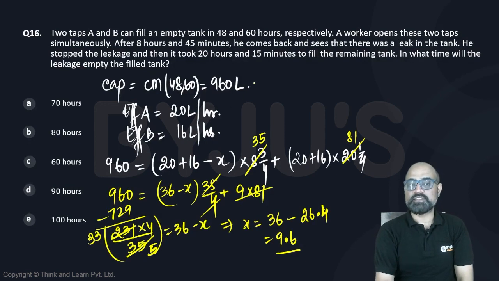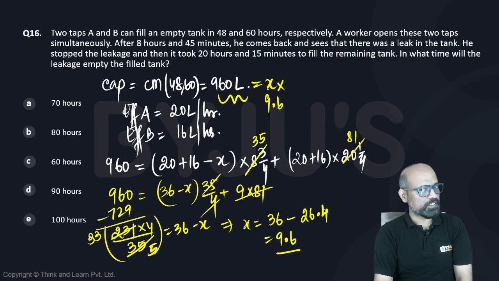So X is 9.6. And if it has to empty 960 liters, how many hours will it take? 9.6 into how much is 960? This is 100. 100 hours.